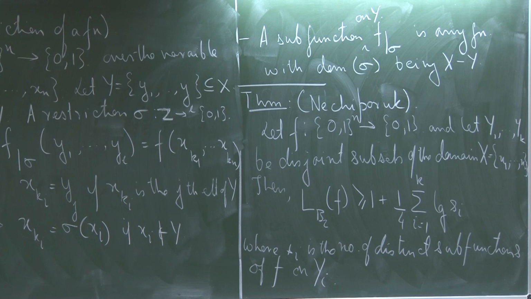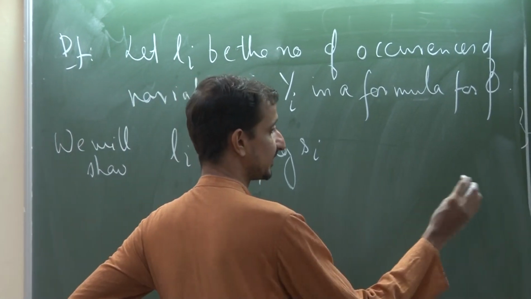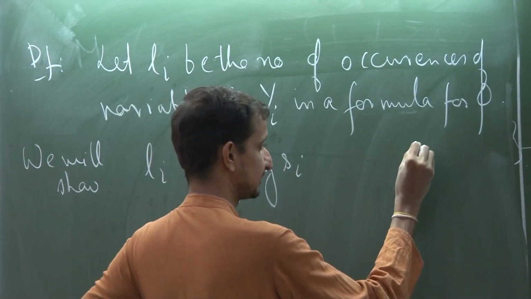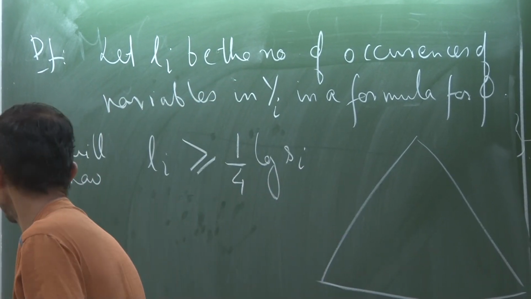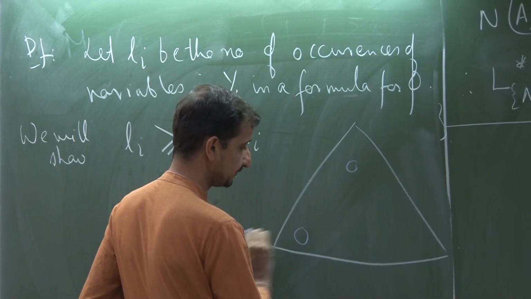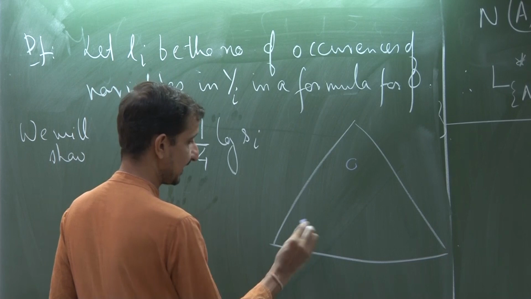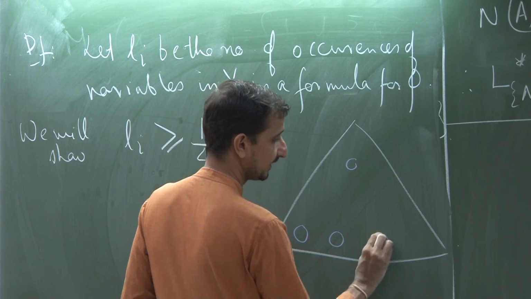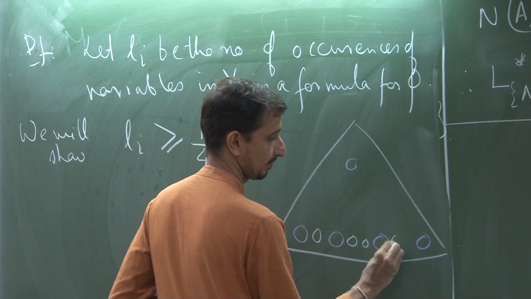Now, how do we prove this quantity? Let me give the intuition pictorially. Consider the entire formula phi. Let us say there are certain inputs which belong to variables in yi. This is some input belonging to yi, this is another input belonging to yi, and there are certain inputs which do not belong to yi.